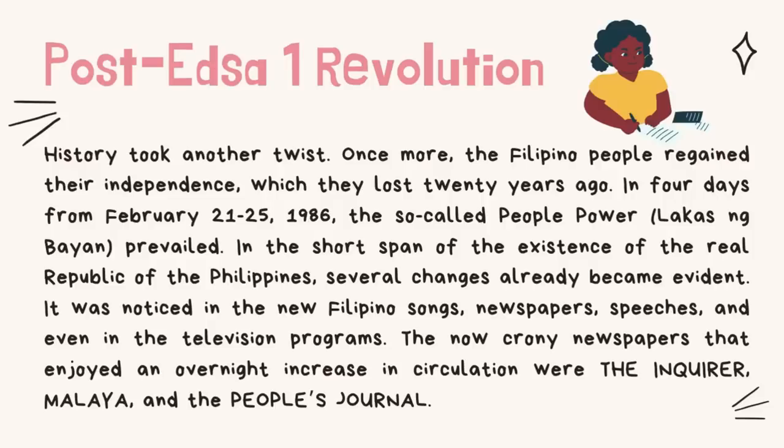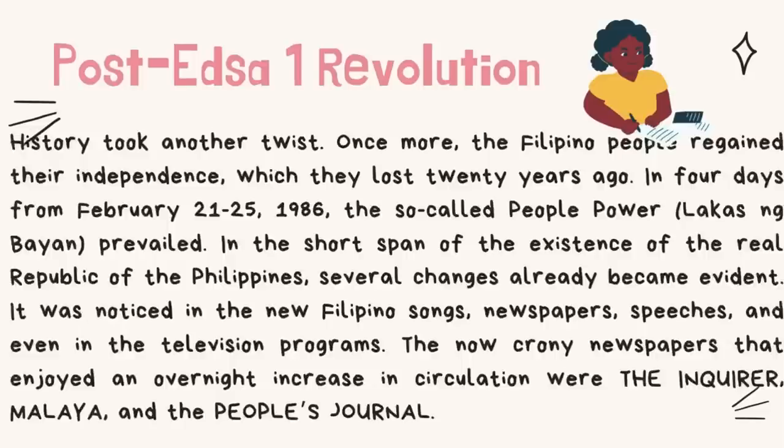The now crony newspapers that enjoyed an overnight increase in circulation were the Inquirer, Malaya, and the People's Journal. Here's what happened to the literature in the Post-Edsa I Revolution, wherein newspapers are now a good friend and companion, especially the Inquirer, Malaya, and People's Journal, which are still being used until today.